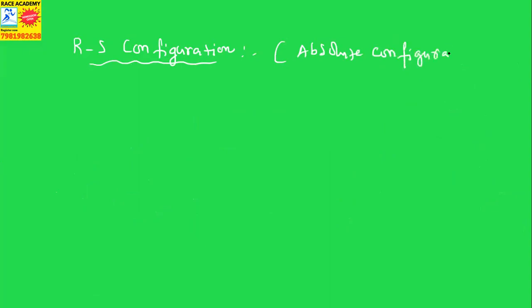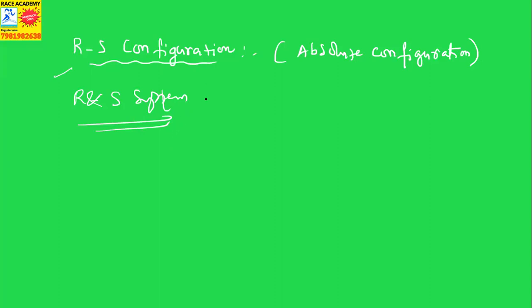Absolute configuration. Here, this is actually a new type and a more systematic method for specifying the absolute configuration of optically active compounds: the RS system. You can also call it the R and S system.